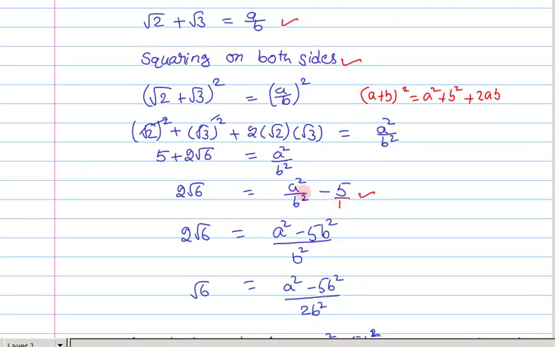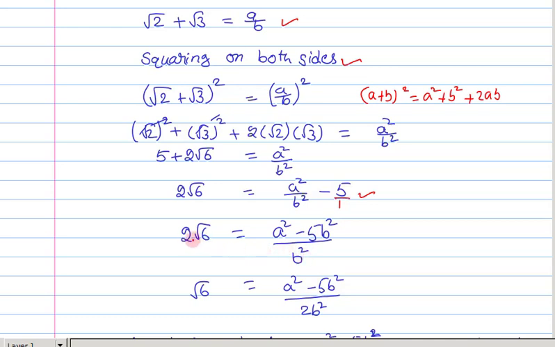Then in the next step, we will take the LCM of the RHS. In the RHS part, we have two terms: one is a square by b square and the other is minus 5. So the LCM of these denominators is b square, so that we can write 2 root 6 as (a square minus 5b square) by b square.